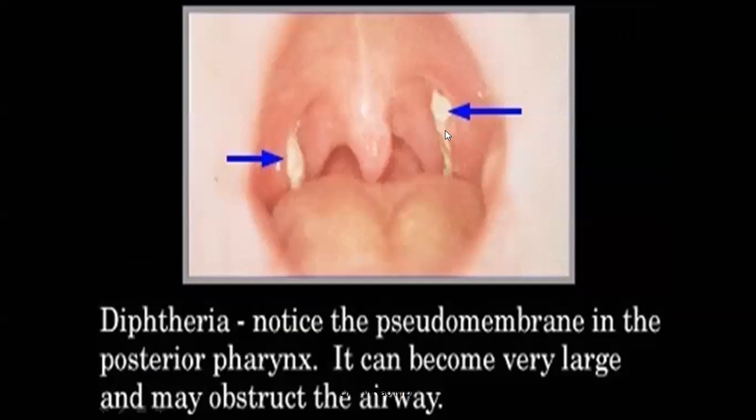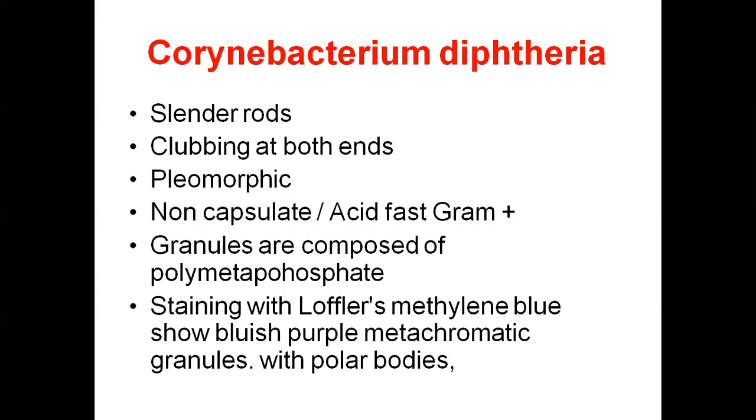So this is called the grayish white layer, in these areas indicated by the two blue arrows. This is noticed as a pseudo membrane in the posterior pharynx, and it can become very large and may obstruct the airway also. Due to this, the throat will get dryness also. Similar to how the viral infection of corona presents, but here you can identify the pseudo membrane.